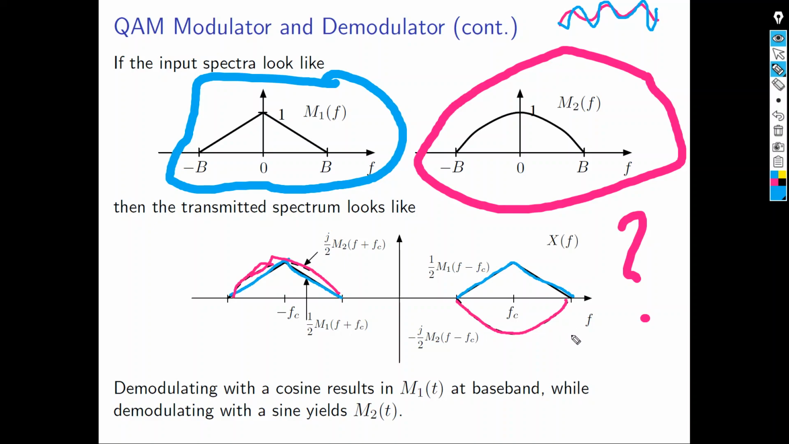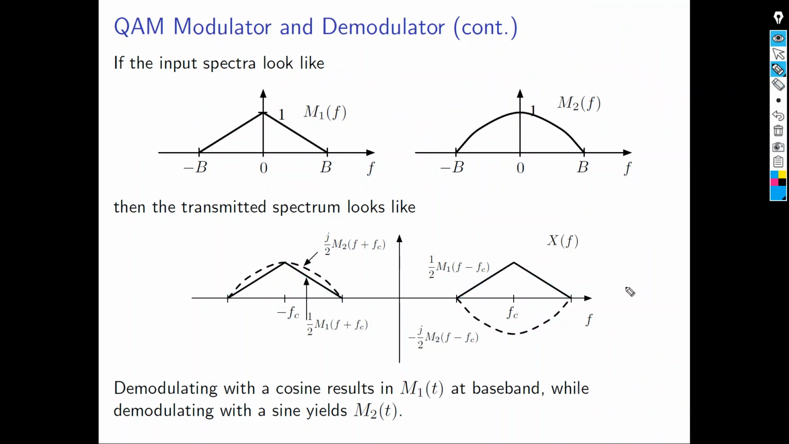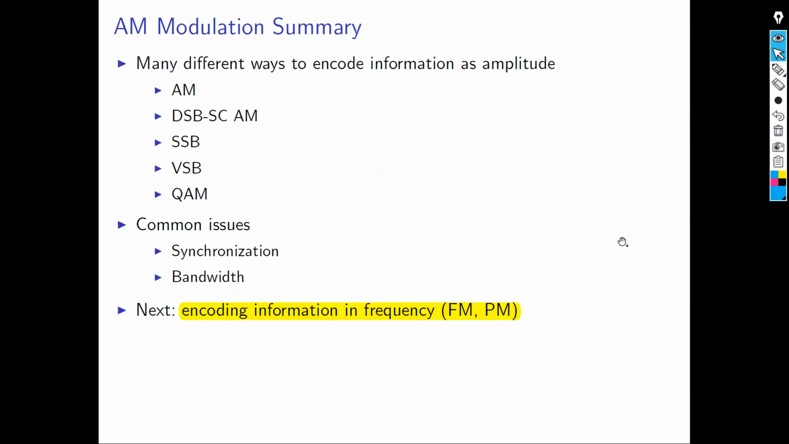Now, what do you do at the receiver? You receive this signal. You take this signal and multiply it by cosine to get this part, the blue part, and you multiply the same signal again by sine to get the red part, this purple part. Is that clear? This is QAM modulation. This is the most effective modulation in terms of spectral efficiency up until now.